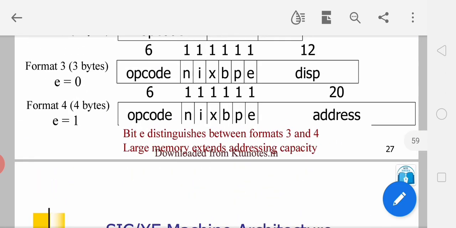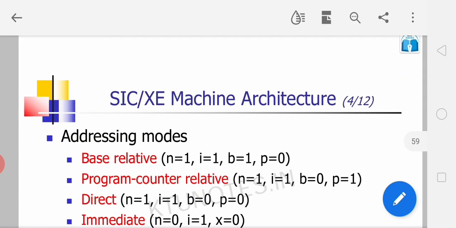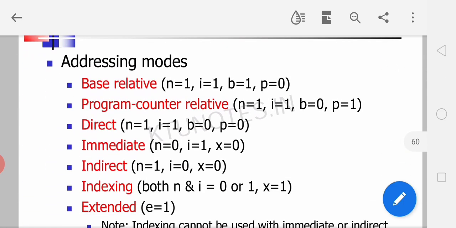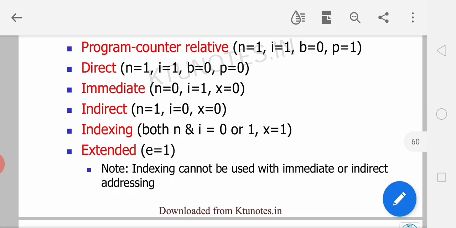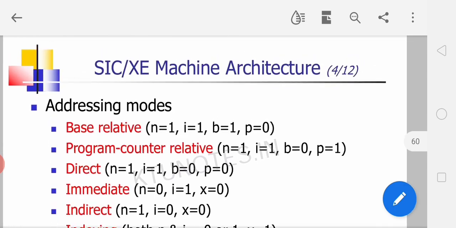Okay, then according to these addresses, the values may change. The values of the addressing bits, that is NIXBPE, may be 0 or may be 1. Based on those values, we are classifying the addressing mode into different types. Those addressing modes are base relative addressing mode, program counter relative, direct addressing mode, immediate addressing mode, indirect addressing mode, indexing addressing mode, and extended addressing mode. Okay, what is base relative addressing mode?